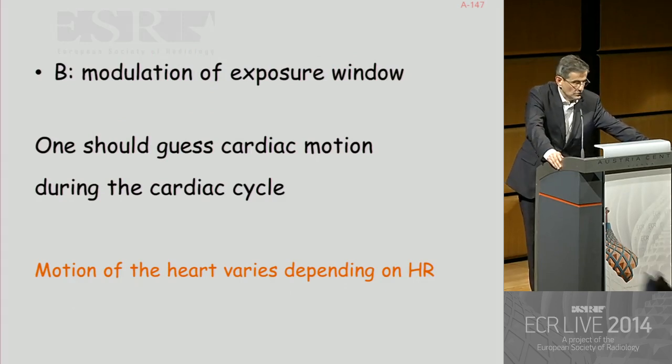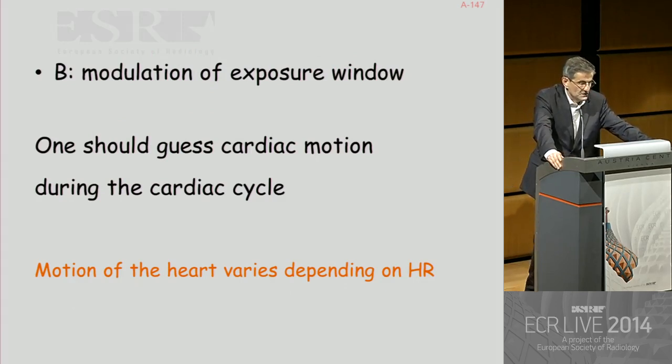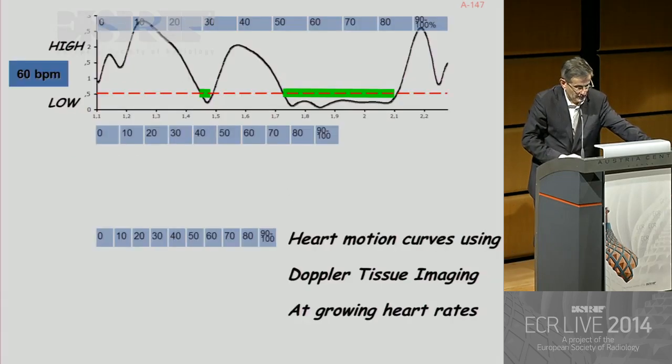Now let's see the second main road, which is the modulation of exposure window. In fact, one should gauge cardiac motion during the cardiac cycle. So to better understand, we conducted a study using Doppler tissue imaging, which provides heart motion curves at growing heart rate. So this is personal data. It's my heart motion, to be precise.